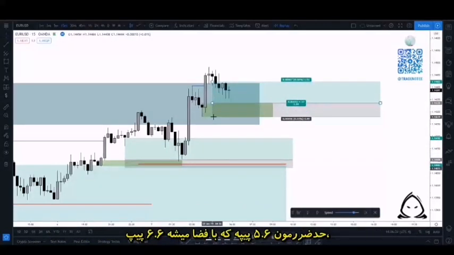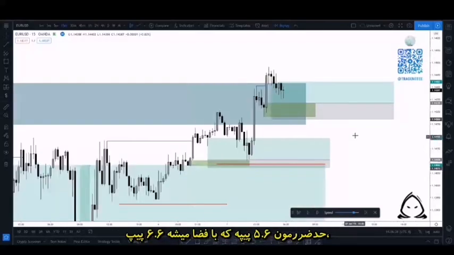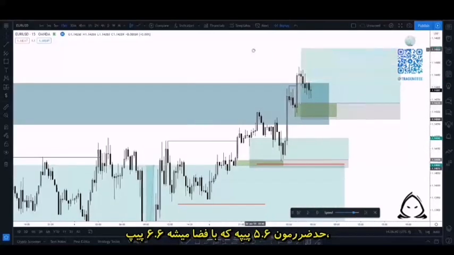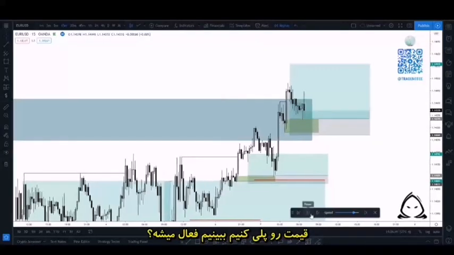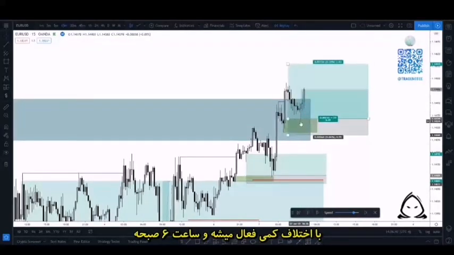So 5.6 pips is the zone. I'll do 6.6 to give it a little room to breathe. And we'll just play it forward and see, does this trade get tagged in? It does, just barely, and continues on.